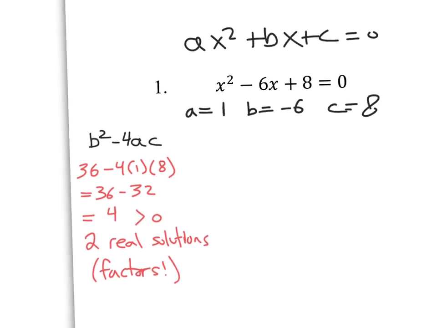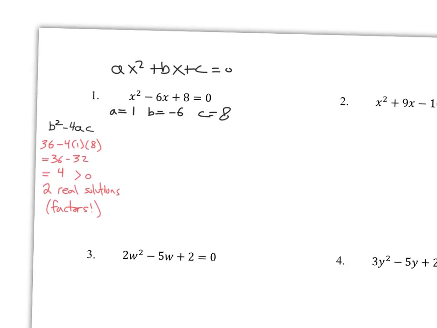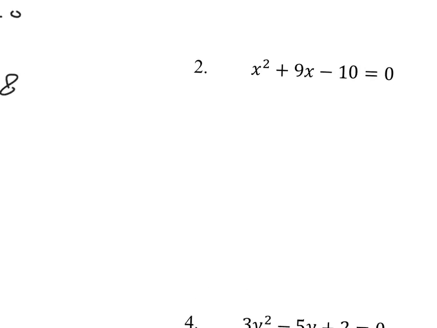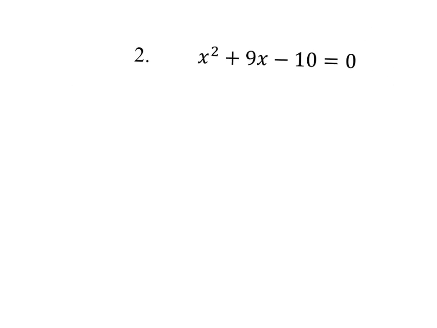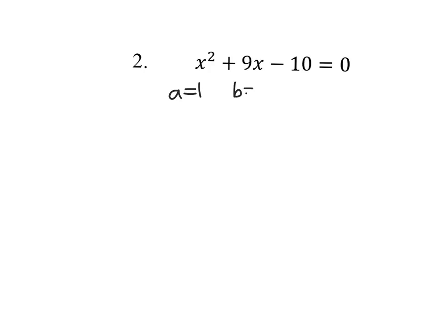Okay, so let's do another one. Again, all we're doing right now is trying to figure out how many solutions, and that's what a couple of the problems in your homework tonight are going to ask you to do. How many solutions? So in number 2 here, again, first thing we need to do is find a, b, and c. So a is 1, because that's in front of x squared, b is 9, and c is negative 10.